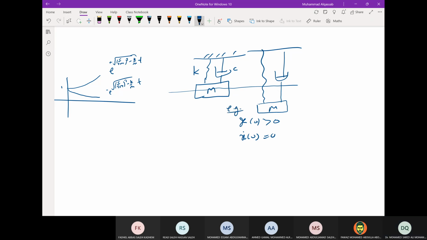Then the mass will go up toward the equilibrium position. But it will take time to reach the equilibrium without exceeding the equilibrium position. There will be no oscillations. So this will be at final time. This will go back to the equilibrium. This is the equilibrium position.